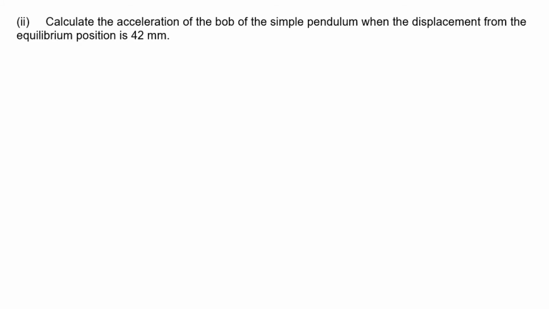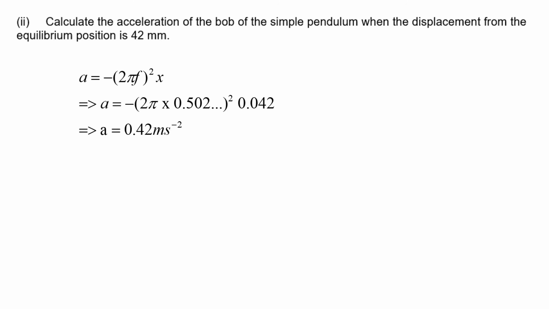Okay, so then calculate the acceleration of the bob of a simple pendulum when the displacement from the equilibrium position is 42 millimeters. So the first thing is, you should know that acceleration is equal to minus (2 pi f) squared x. That comes from the derivation process for SHM. So we know what the frequency is, and we know what the displacement is. We need to turn it into meters, which gives us an acceleration of 0.42 meters per second squared.